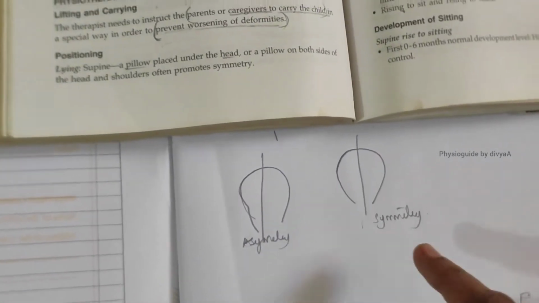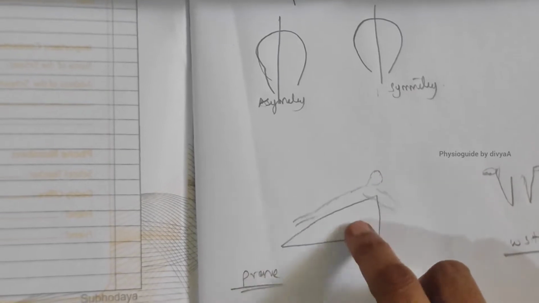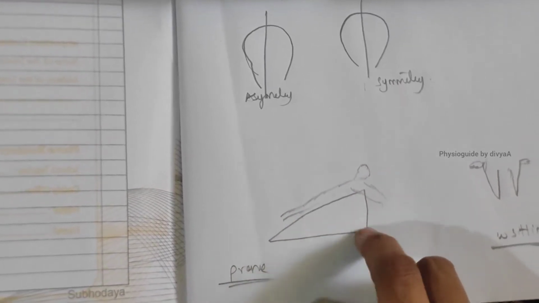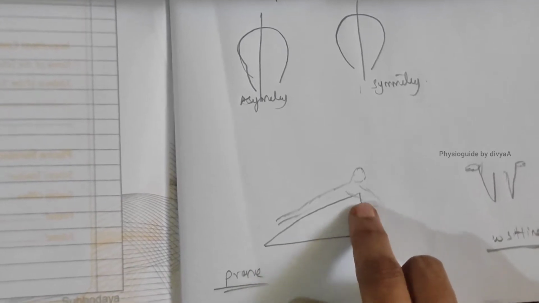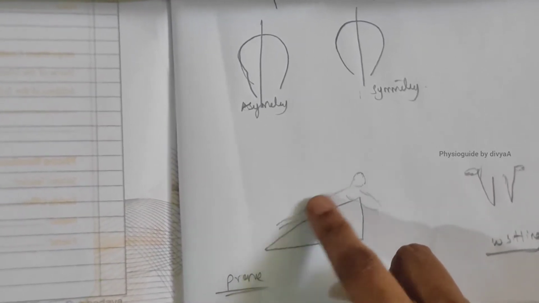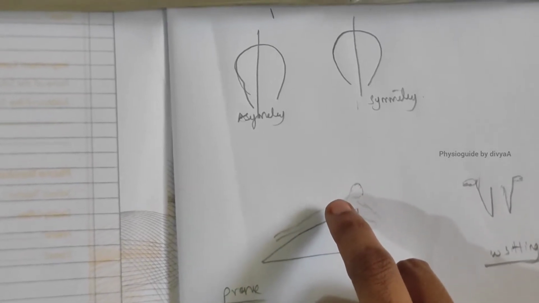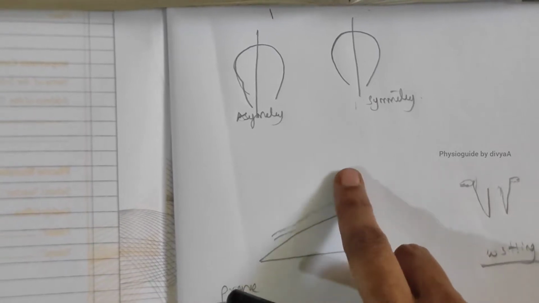You understood? Next, in the prone position, children are often more symmetrical in this position. A prone wedge board, this is a wedge board in physiotherapy, is used to raise the upper torso off the floor, so that they use their hands to stabilize and extend the head.